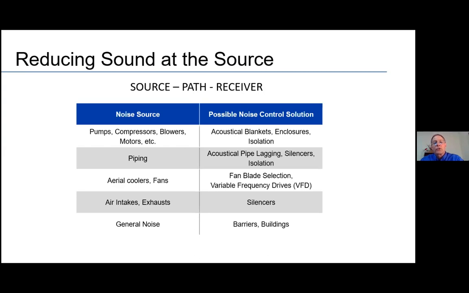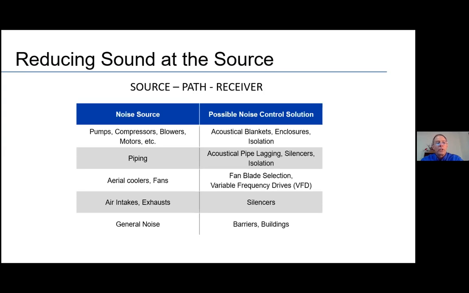Obviously, the best way of trying to address noise, because it gives you the best control over it, is to address noise at the source and reduce the noise at the source. If you're in a situation where that is very difficult to do, then the next best option would be to try and do something in the path segment of this relationship. How can we put something between the source and the receiver such that there isn't a straight path for the noise to transfer between the two? And if that isn't possible either, then you would have to look at some type of protection at the receiver level, which would be earplugs or earmuffs or something of that nature.